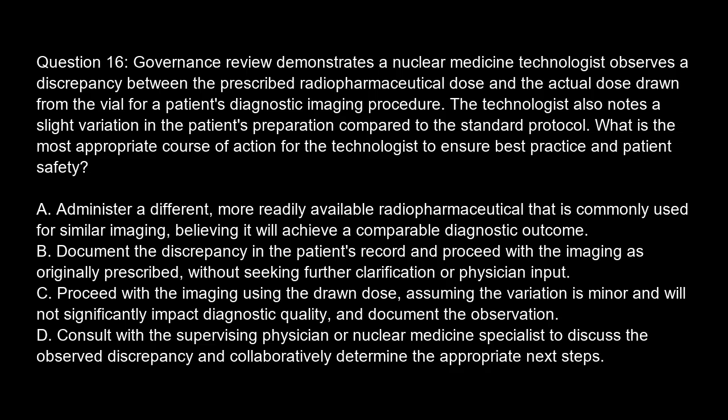Option A. Administer a different, more readily available radiopharmaceutical that is commonly used for similar imaging, believing it will achieve a comparable diagnostic outcome. Option B. Document the discrepancy in the patient's record and proceed with the imaging as originally prescribed, without seeking further clarification or physician input. Option C. Proceed with the imaging using the drawn dose, assuming the variation is minor and will not significantly impact diagnostic quality, and document the observation. Option D. Consult with the supervising physician or nuclear medicine specialist to discuss the observed discrepancy and collaboratively determine the appropriate next steps.